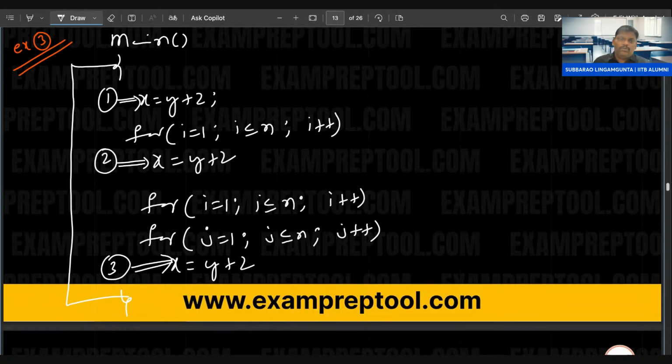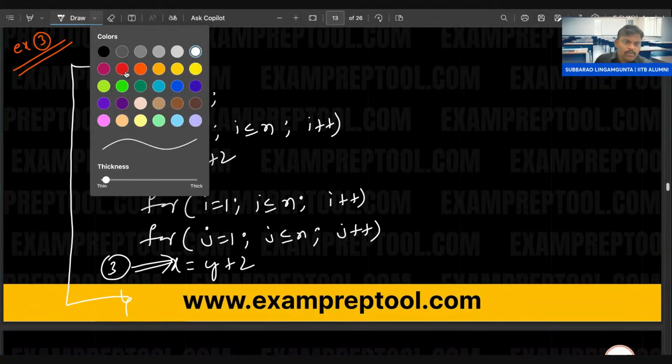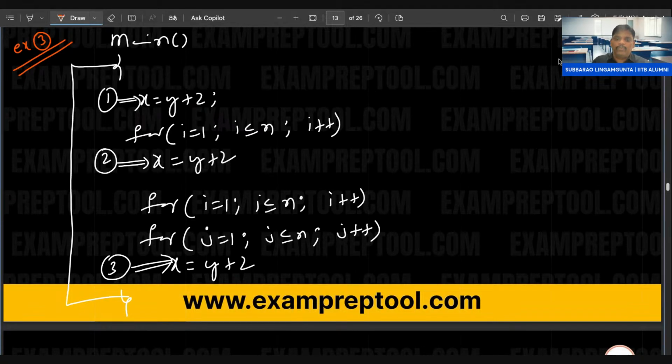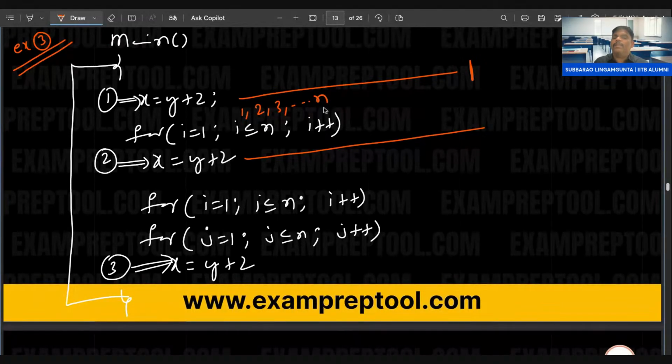Loop, don't worry. Please don't think much about the loop. First statement, no loop is there. No loop means order of magnitude is 1. Second statement is part of the loop. This loop will repeat n times. So i value 1 will execute, i value 2 will execute, i value 3 will execute, i value n also will execute, i value n plus 1 it will fail. So this will execute n times.